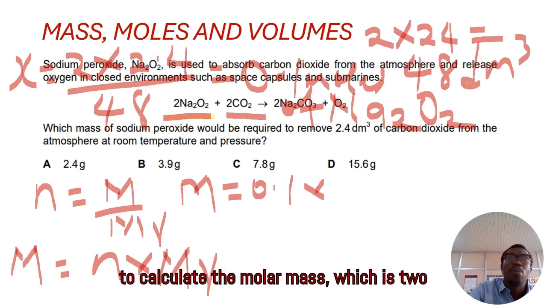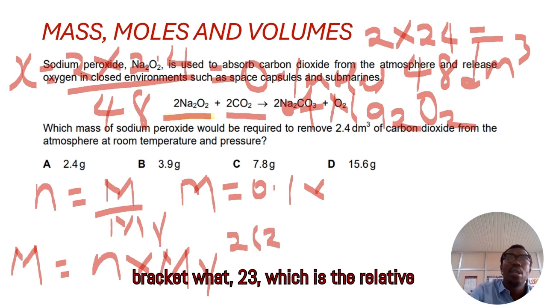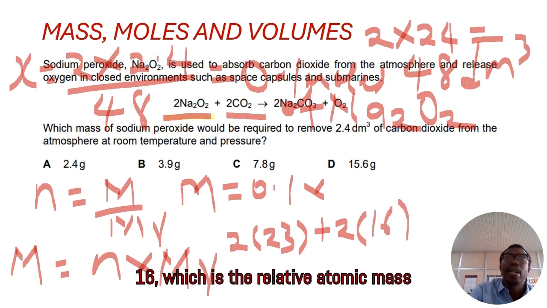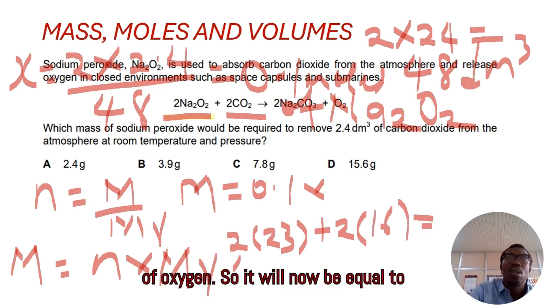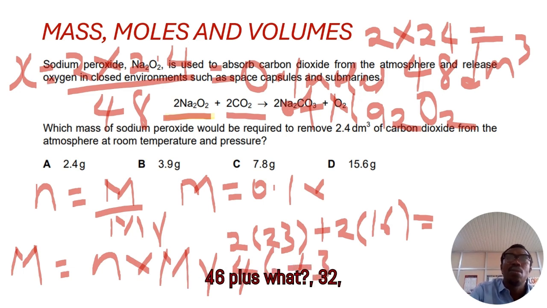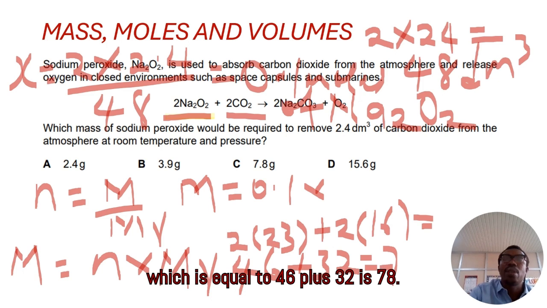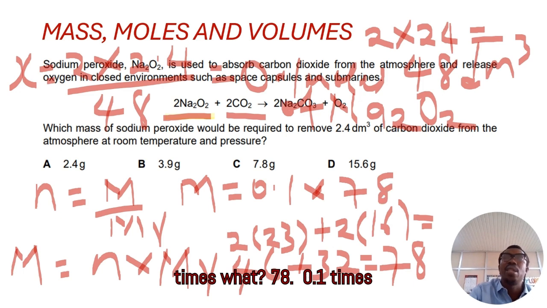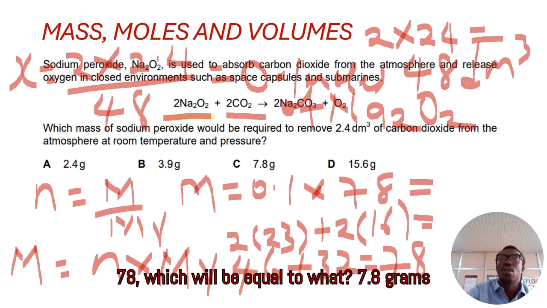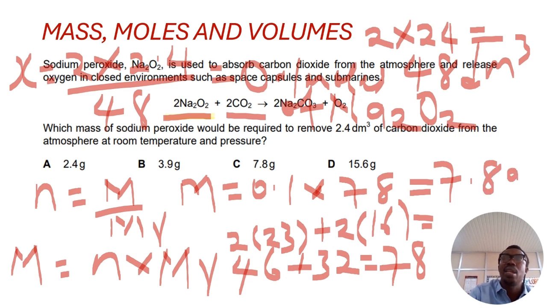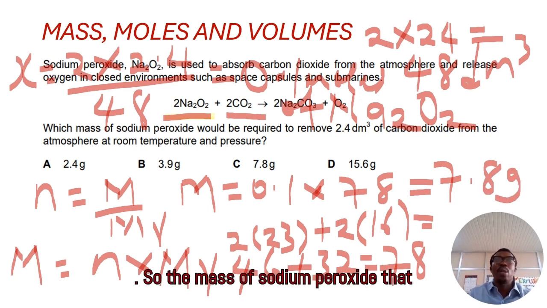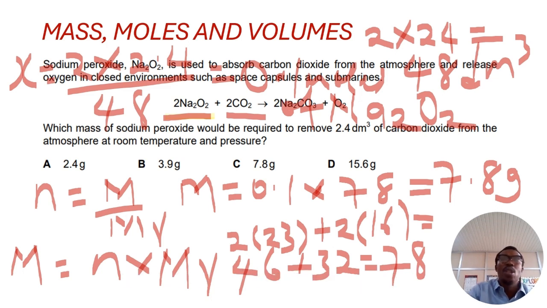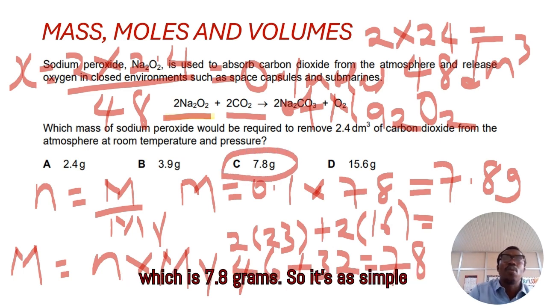So I have to calculate the molar mass, which is 2 times 23, the relative atomic mass of sodium, plus 2 times 16, the relative atomic mass of oxygen. So it will be equal to 46 plus 32, which is 78. So the mass will be equal to 0.1 times 78, which is 7.8 grams. So the mass of sodium peroxide required to remove 2.4 dm³ of carbon dioxide is 7.8 grams. The answer to this question is C, which is 7.8 grams.